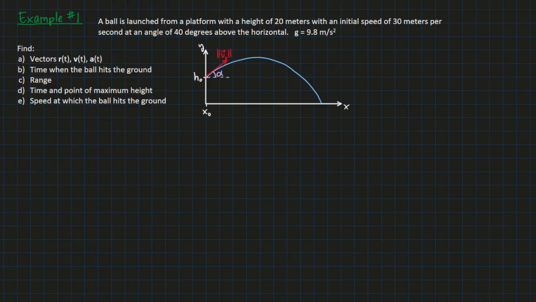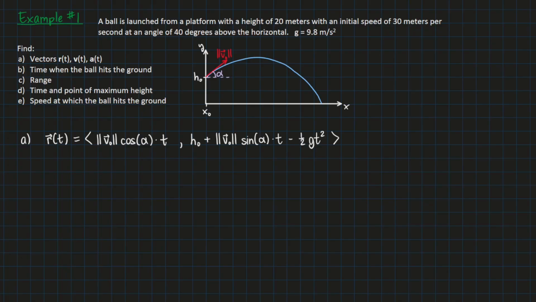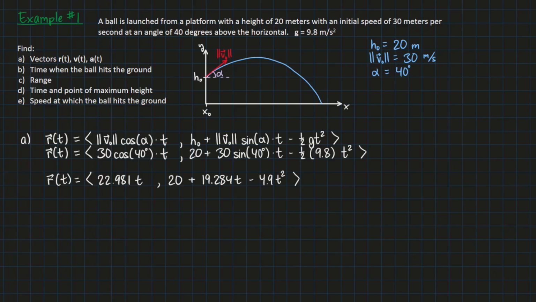The first thing we want to find are the vectors r(t), v(t), and a(t). For r(t), the position vector, we're just going to use the equation for the ideal projectile motion. We're given the initial height, the initial speed, and the launch angle. So we can plug those values in. The velocity vector v(t) is the first derivative of r(t).